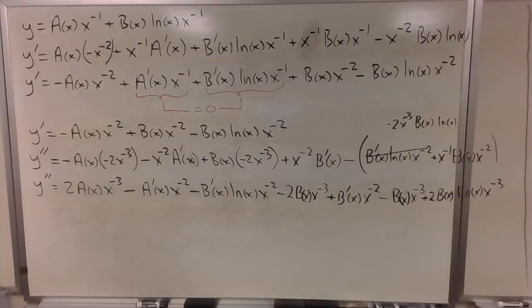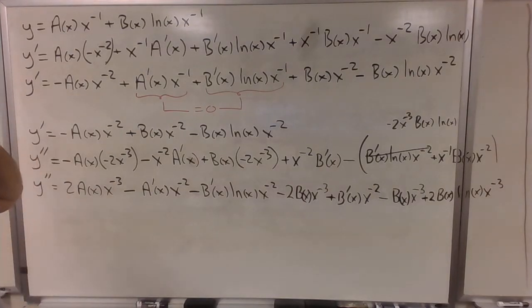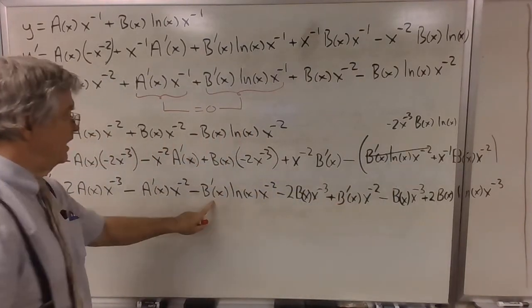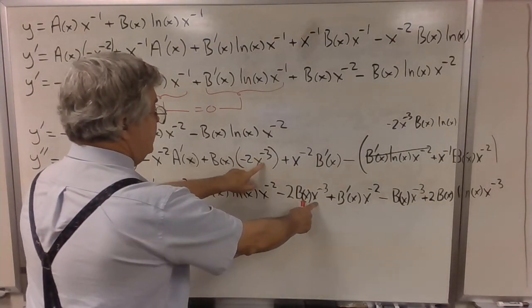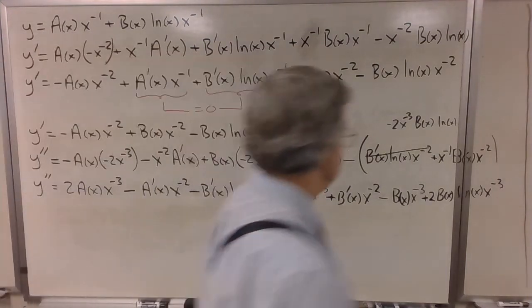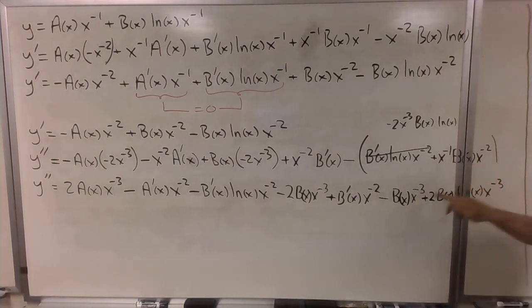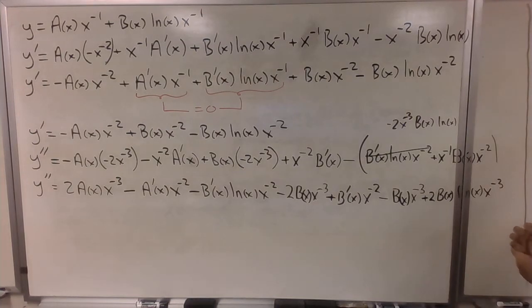Now, let me just look this over and make sure I haven't done anything horribly wrong. 2ax x to the negative 3, negative x to the negative 2 a prime of x, and negative b prime natural log of x, x to the negative 2, negative 2bx x to the negative 3, b prime x, x to the negative 2, x to the negative 1 times x to the negative 2 is x to the negative 3, times negative b of x, and then I have negative a negative 2x to the negative 3, b of x natural log of x. Yipes, that might actually be error-free.